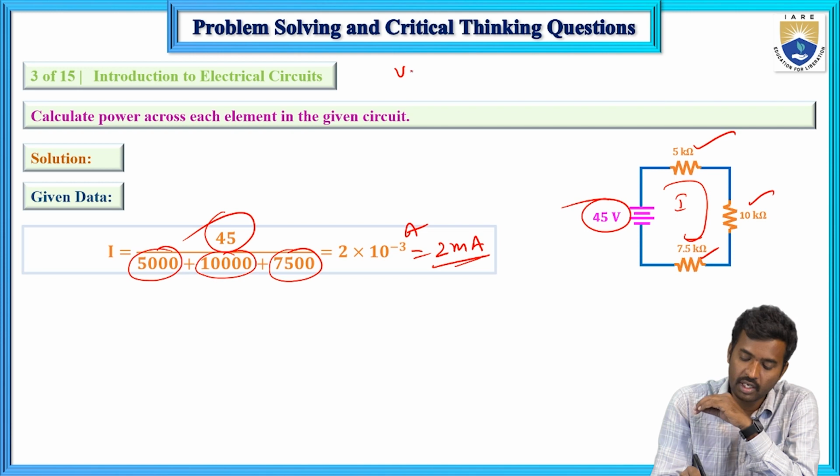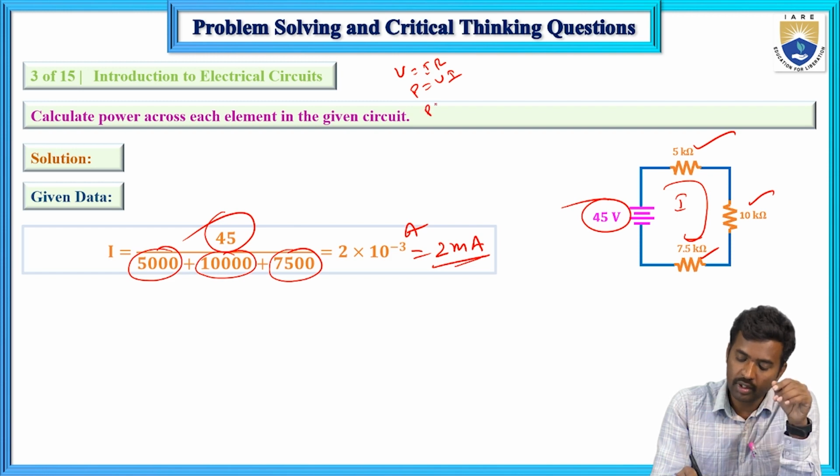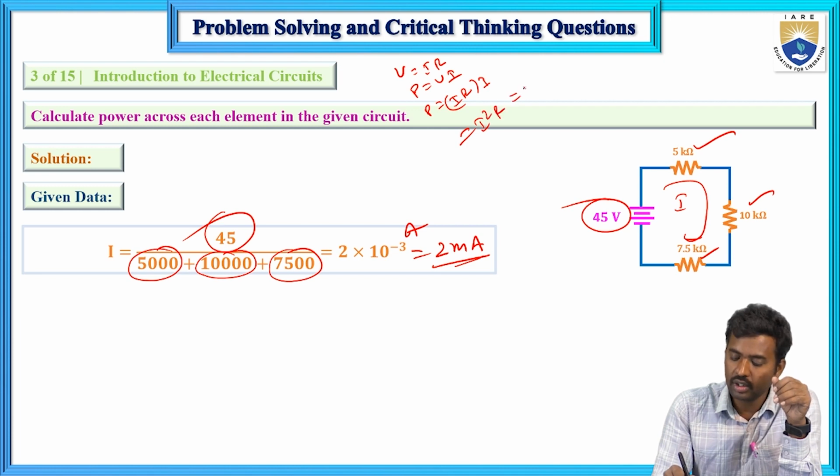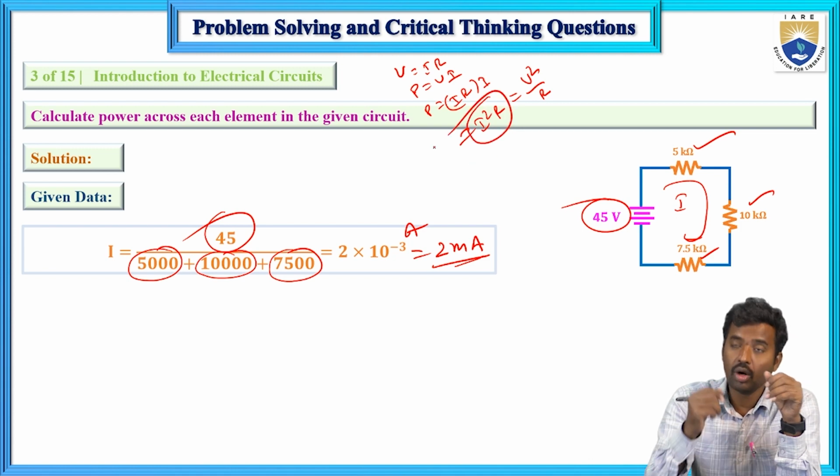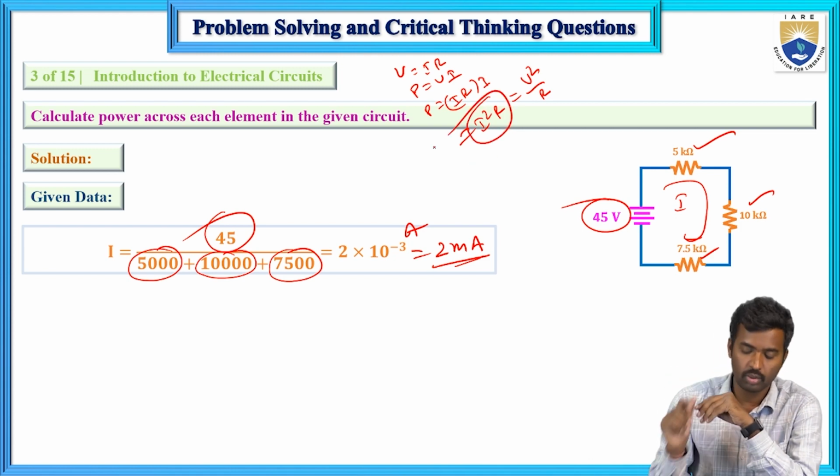V is equal to IR and I equals V by R. Now power equals voltage into I, and since V is equal to IR, power equals R into I times I, that equals I square R. You can write V square by R also, so you can use either. Now I'm using the I square R formula.